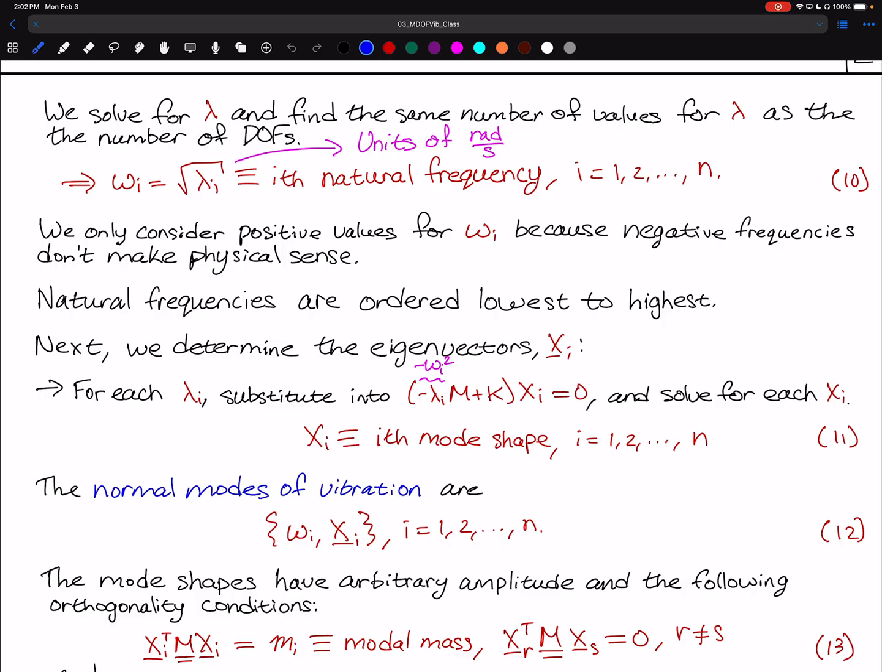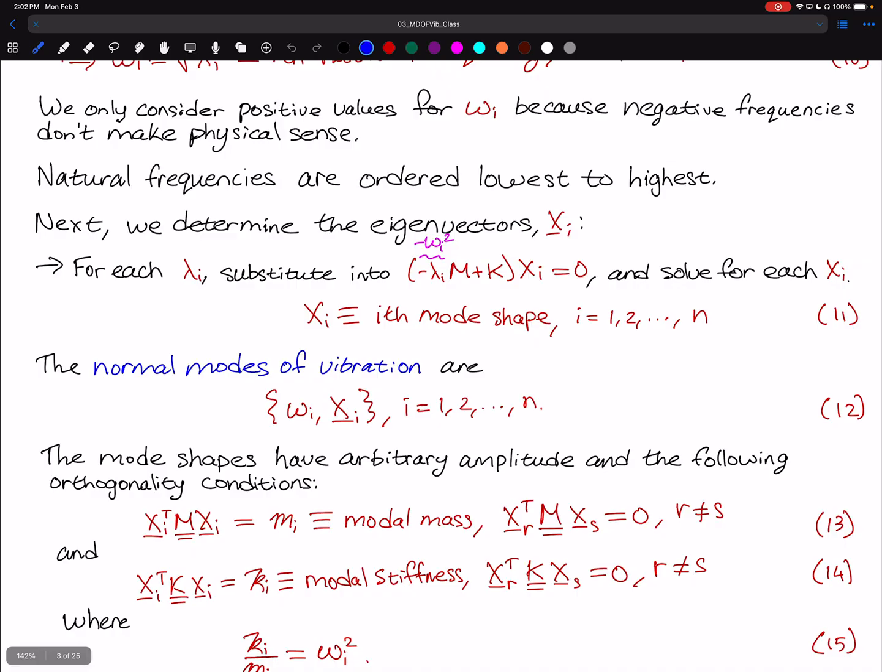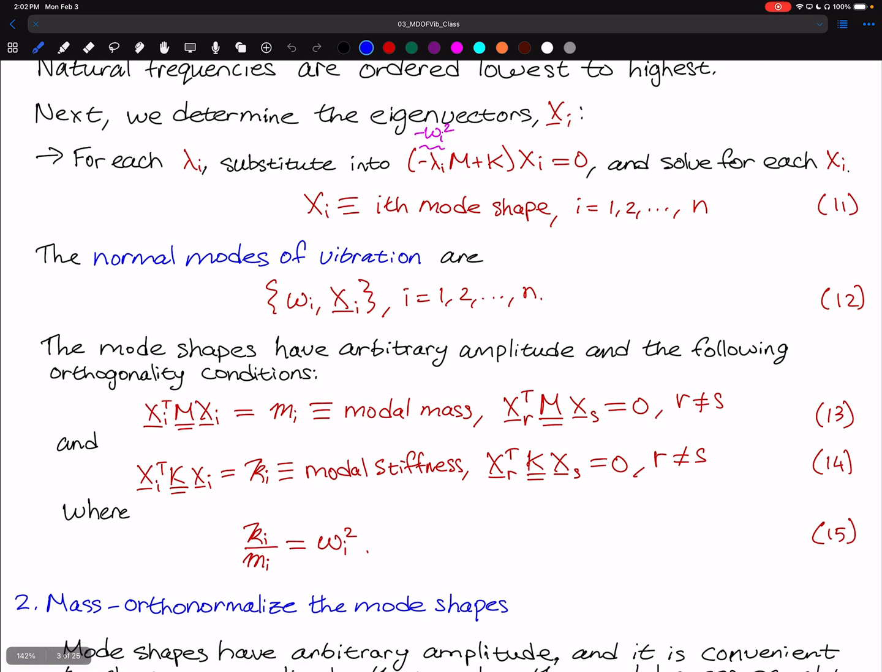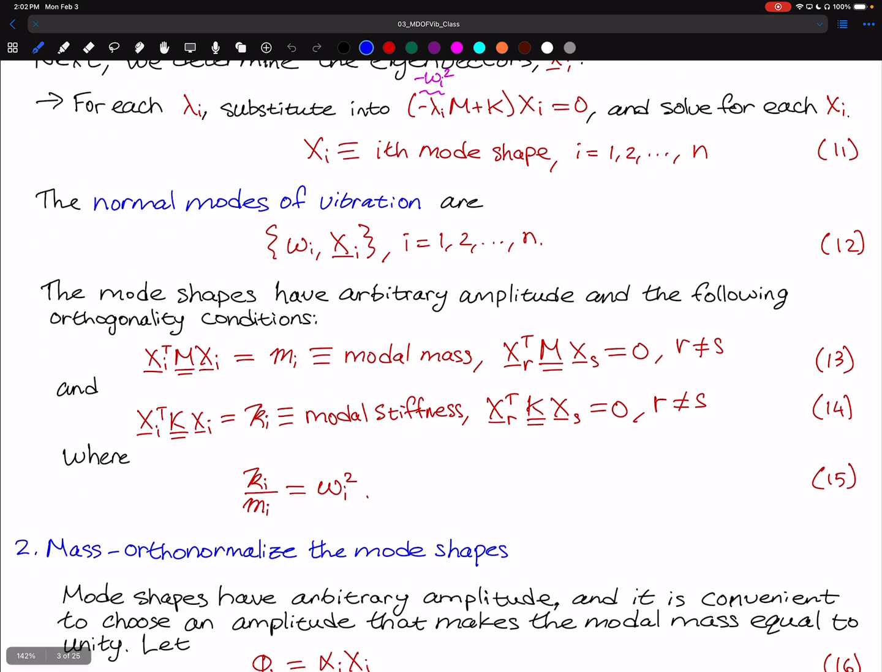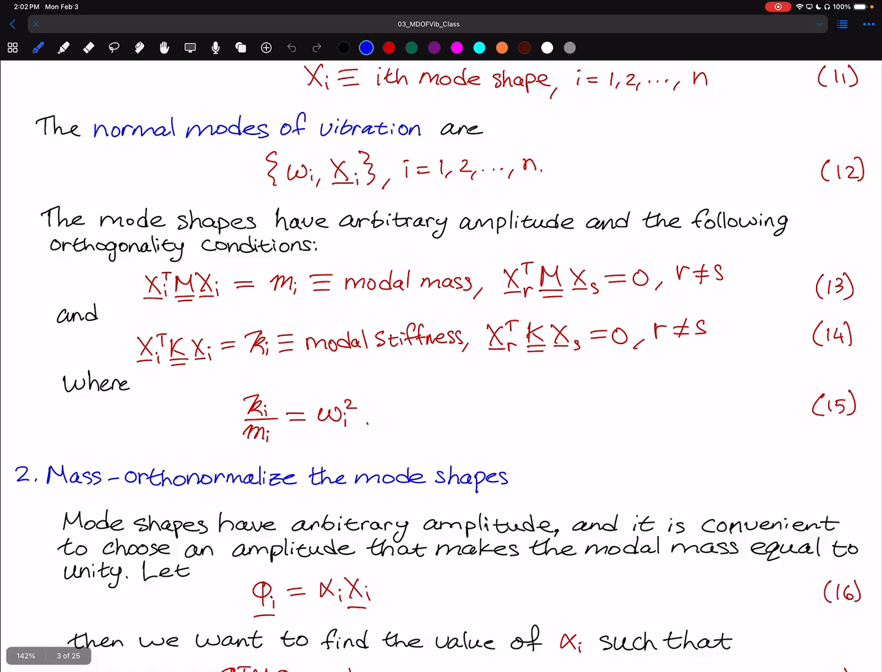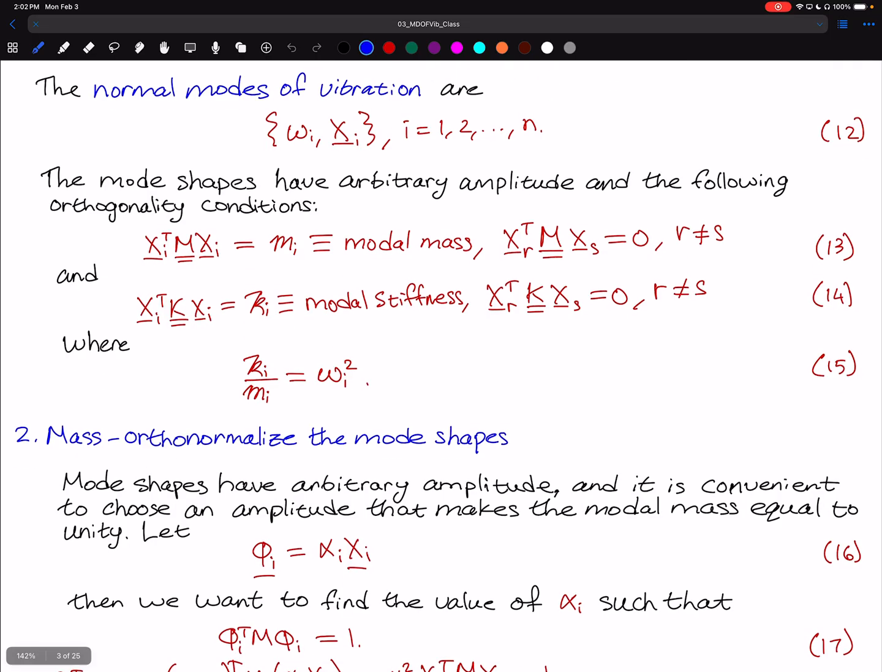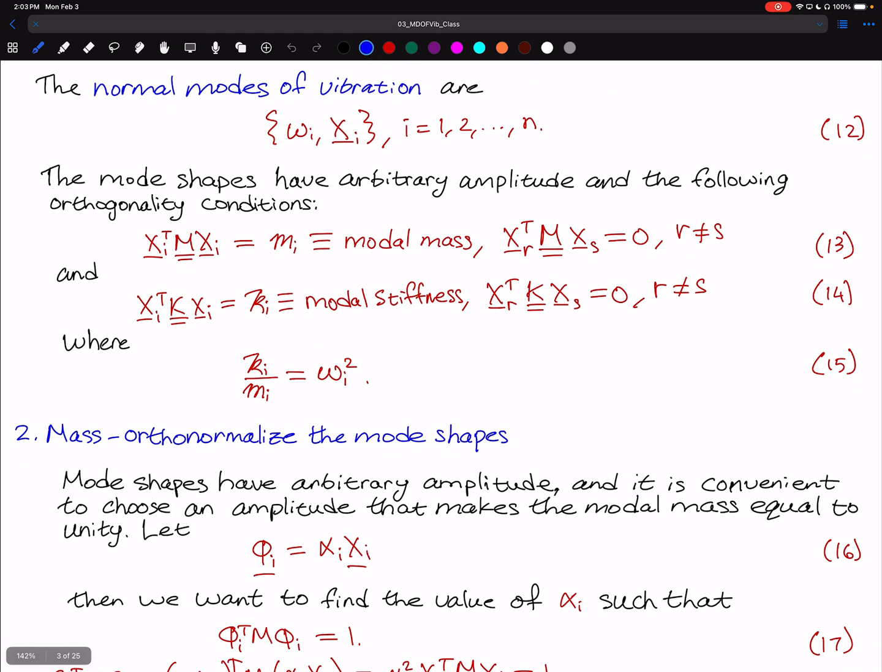And then we went and determined the eigenvectors. From there we just substituted in the value for each eigenvalue, and then found the mode shapes. We said that the normal modes of vibration are the set of natural frequencies and mode shapes. So a mode of vibration has both a natural frequency and a mode shape. It cannot be defined by only one of those, it has to have both of them. And then we also said that they have arbitrary amplitude and they have the following orthogonality conditions, particularly that their mass and stiffness are orthogonal. And then you can compute a modal mass and modal stiffness, and this allows you to find that natural frequency.